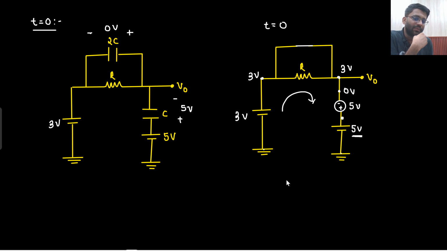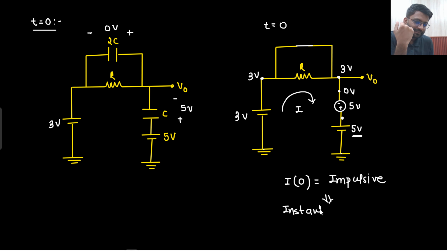At 0. What is the capacitor current, or what is this current? Infinite current is flowing in the circuit at 0. That is impulsive. Impulsive current is flowing. If there is an impulsive current, that means there will be an instantaneous change in the capacitor voltage.